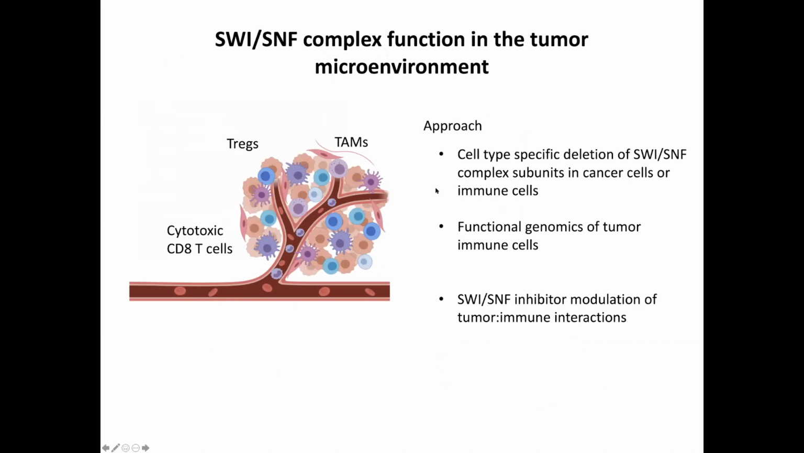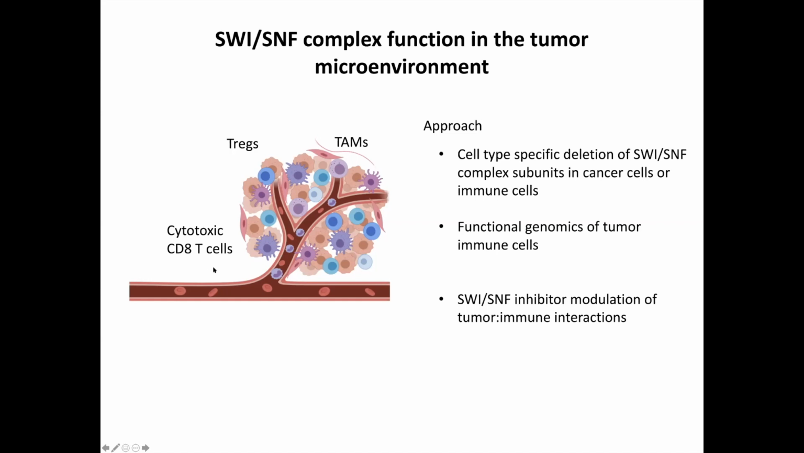So this is really providing us a framework with which to approach many different cell types within the tumor microenvironment. And so what we've done is really develop mouse models in which we've deleted specific BAF complex subunits in specific immune cell types and understand how they affect the tumor immune microenvironment.